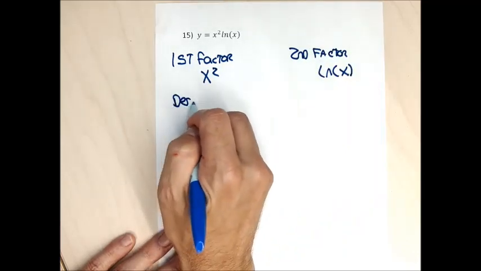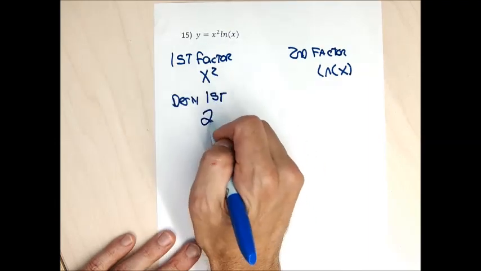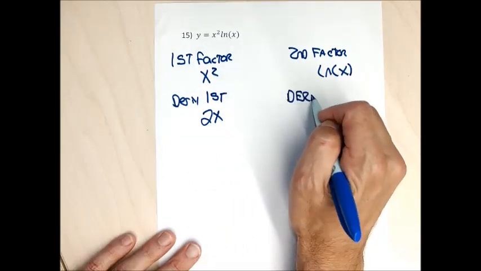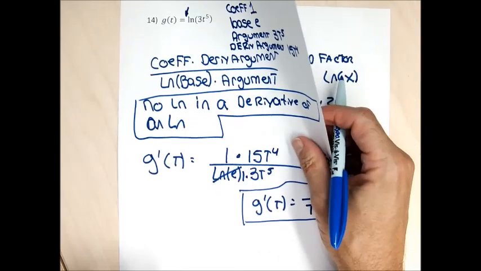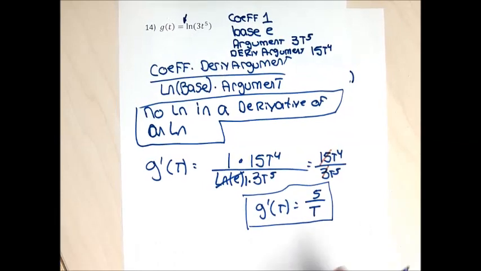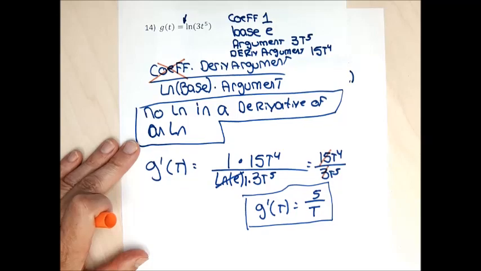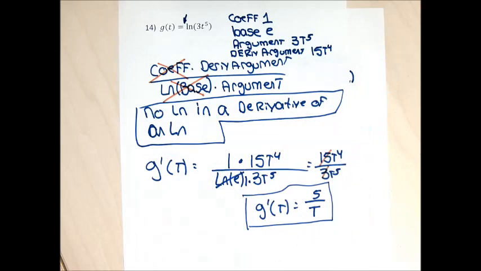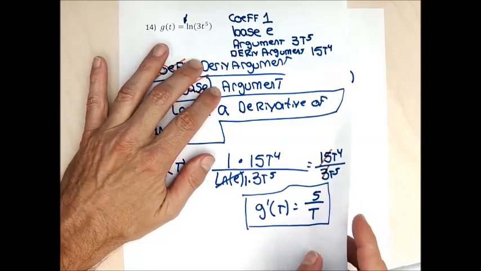The derivative of the first factor is just the derivative of x squared. You just bring the 2 out front, lower the exponent by 1, you get 2x. And for the derivative of the second, I'm doing the derivative of an ln that doesn't have a coefficient. And when you're doing the derivative of an ln without a coefficient, you don't need to write the coefficient because it's a 1, and you don't need to write the ln of the base because the base is e and the ln of e is 1. So the derivative is just the derivative of the argument over the argument.